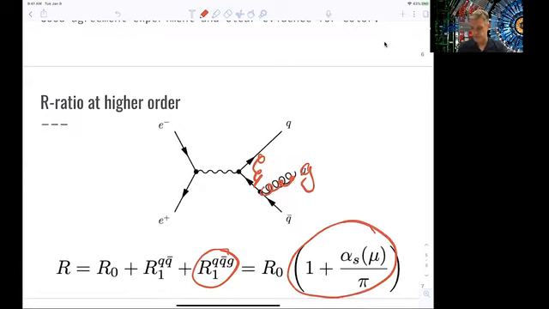You also get corrections which look like this, vertex corrections, and you find that the correction to R is about 1 plus alpha S at a specific scale over pi. Now at a reasonable scale, the value of alpha S is about 0.1, and pi is 3.14, and so you get about a few percent, 3% correction to the R value. Great. Why is this so important when it's a small correction? It's a percent or few percent level correction.